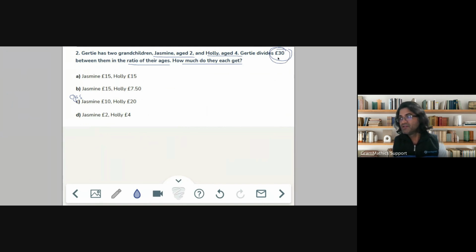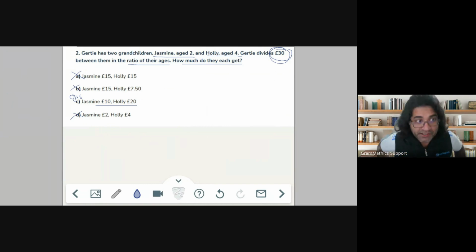In that technique, I would see which ones make up 30. 15 and 15 is 30. But then their ages are different, so their ratio is different. So this cannot be my option. 15 and 7.5 don't add up to 30. So this also cannot be my option. 10 and 20 makes 30. So this could be my option. 2 and 4 will add up to 6. So this cannot be my option. 3 options are automatically cancelled. So by even using the option cancelling technique, we can reach the answer.